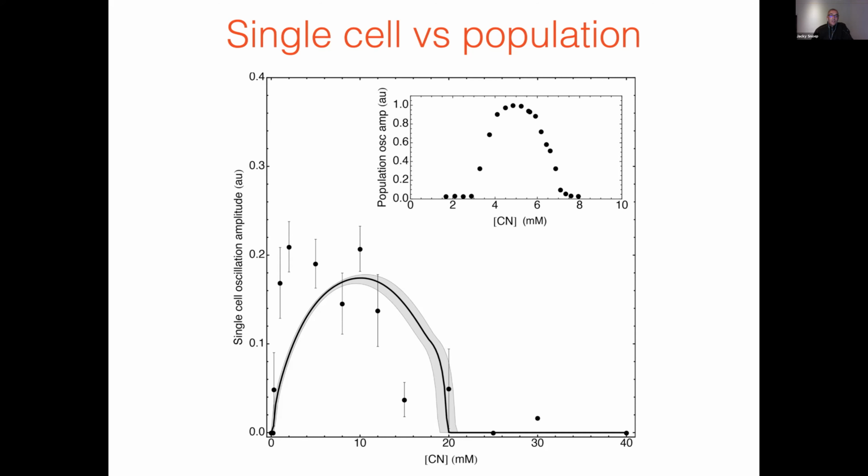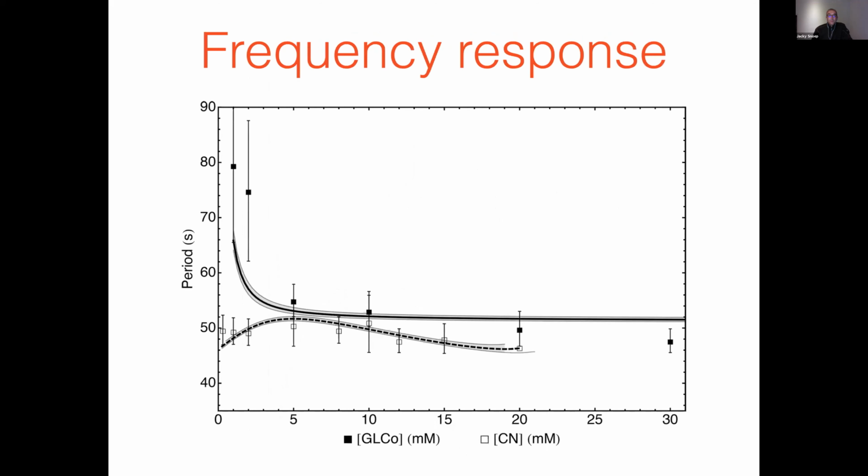So what you see is that the cells oscillate over a much wider range of cyanide concentrations than that over which they synchronize, right? So this is in the population, so you can only observe synchronized cells over a narrow range of cyanide, while the individual cells oscillate over a much wider range. Now we can also look at the frequency response here. And I'll just show this as a function of glucose and cyanide.